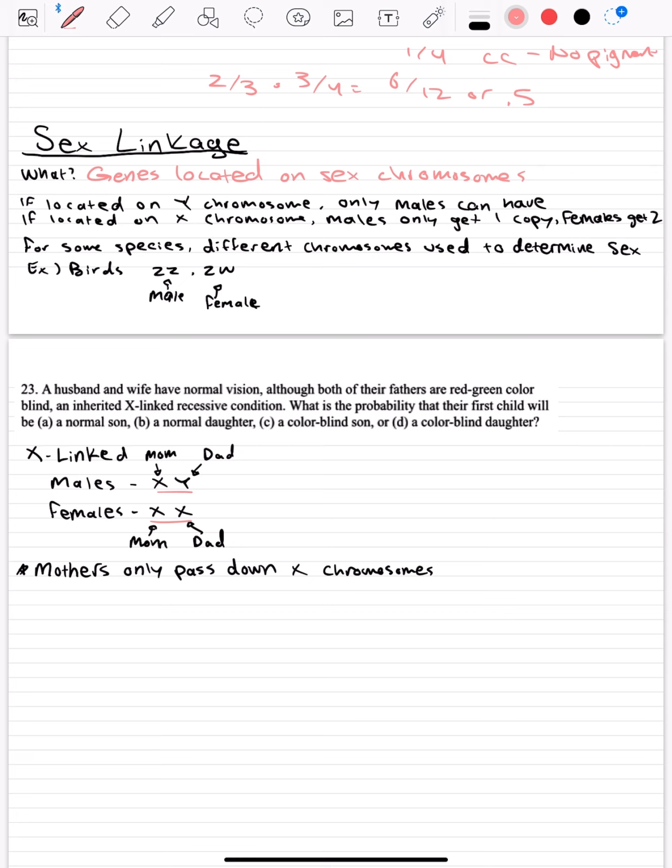Alright, if a gene is located on the Y chromosome, only males can have it. If a gene is located on X chromosomes, males get only 1 copy, and females get 2. And this is specifically for humans. For some species, different chromosomes are used to determine sex. For birds, you have the ZZ, ZW, in which ZZ will produce a male, and ZW will produce a female.